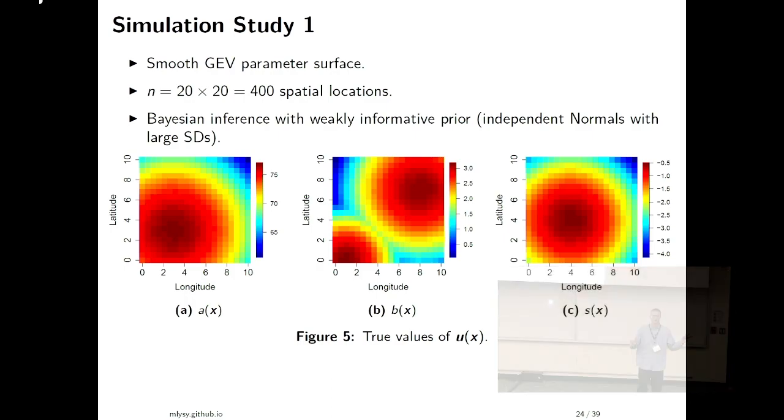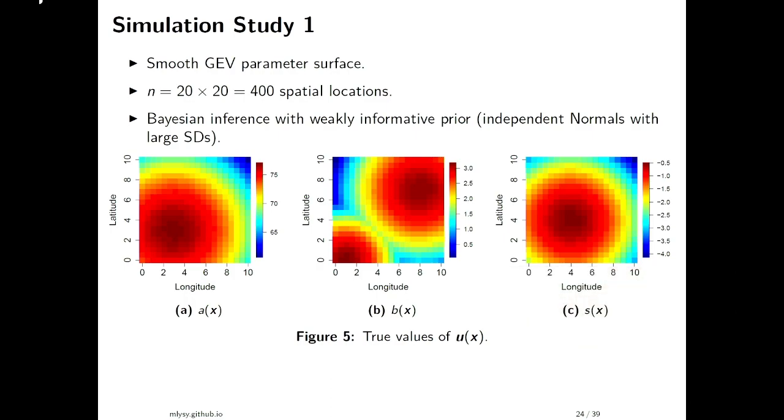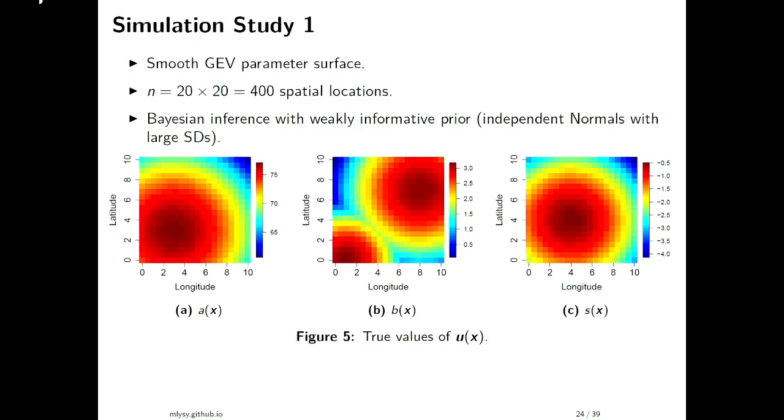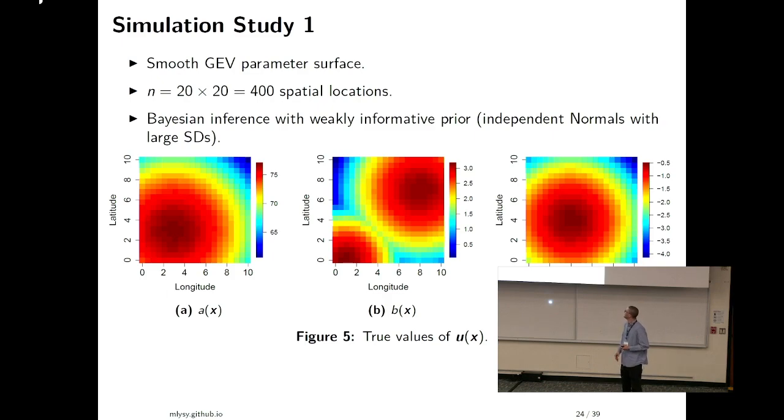Okay, so let me show you some simulations. I'm going to show you two of them. One of them is a smaller scale thing here. This has 400 spatial locations, a smooth, and the true values of the GEV parameters were on these smooth surfaces. Okay, so we're going to do some Bayesian inference with weakly informative priors. Really, that was just for numerical stability. When we had completely flat priors, things just kind of fell apart. But if you put a normal with a huge variance, it stabilized things a little bit.